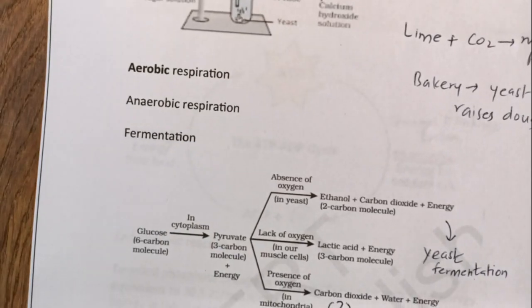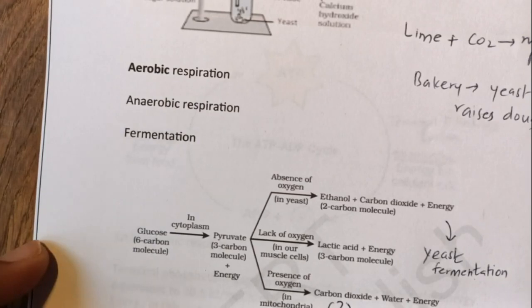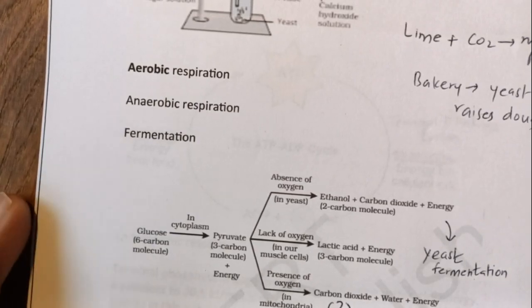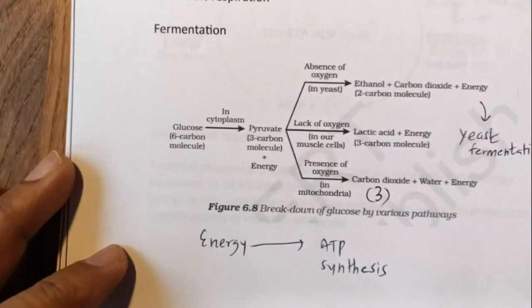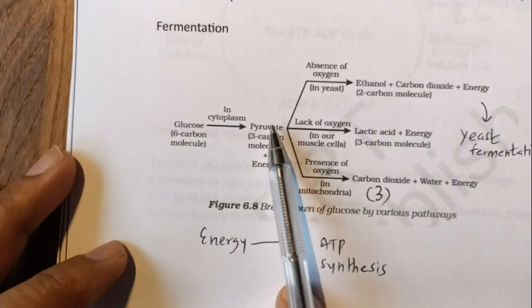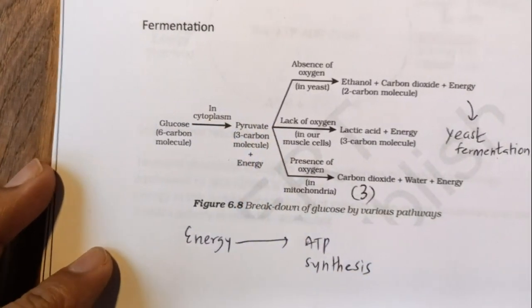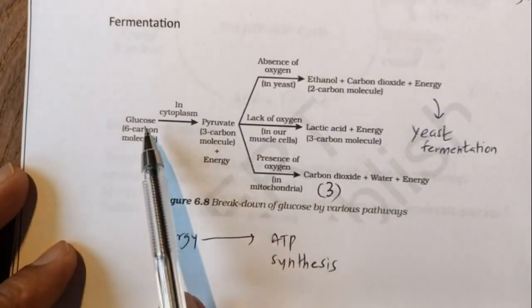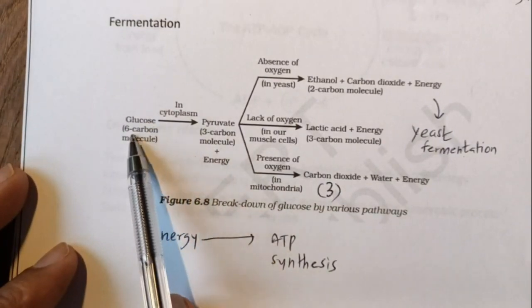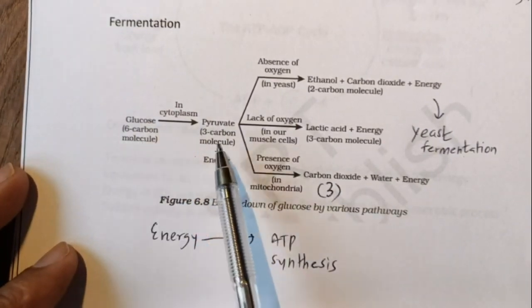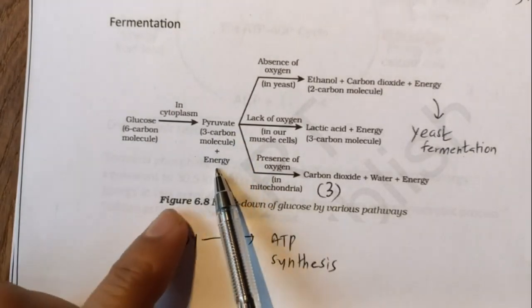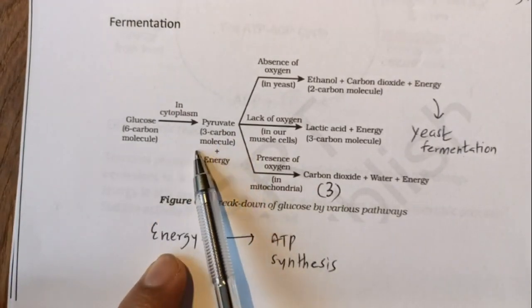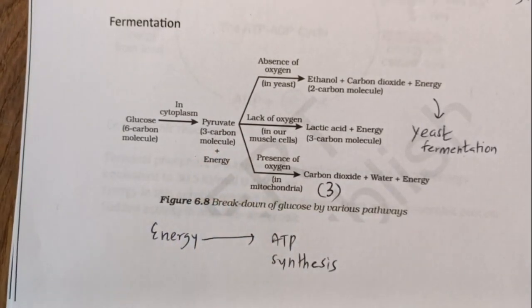So the first step of breakdown of glucose in any case, whether it is aerobic or anaerobic, is breakdown of glucose into pyruvate, and that takes place in the cytoplasm of the cell. Now this step involves glucose, that is a 6 carbon molecule, getting converted into a 3 carbon pyruvate molecule, and there is a release of energy. Okay, now that is the first step, and it's the same for every organism.